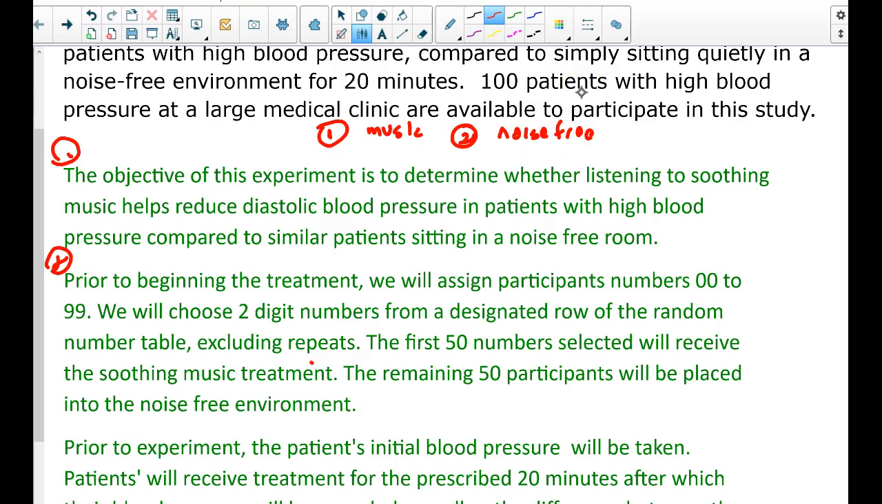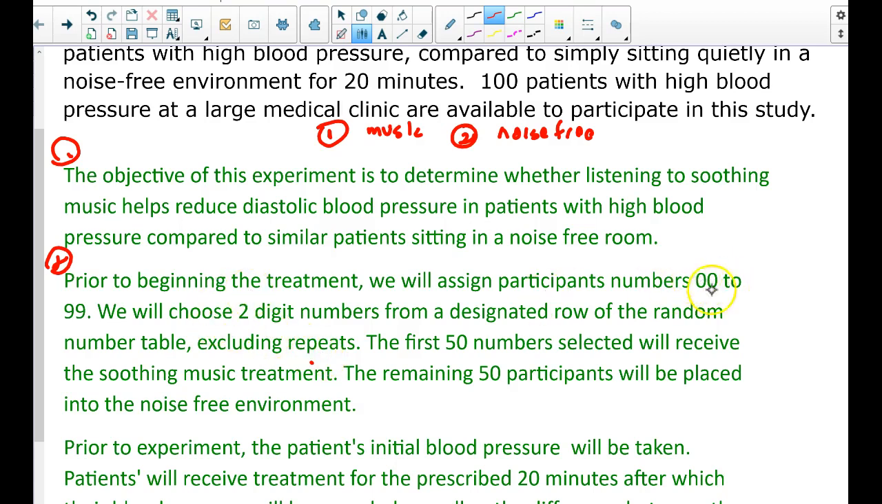So to do the write-up, we're going to say prior to the beginning of the treatment, we'll assign the patients numbers 00 to 99. We will choose 2-digit numbers from a designated row of the random number table, excluding repeats.